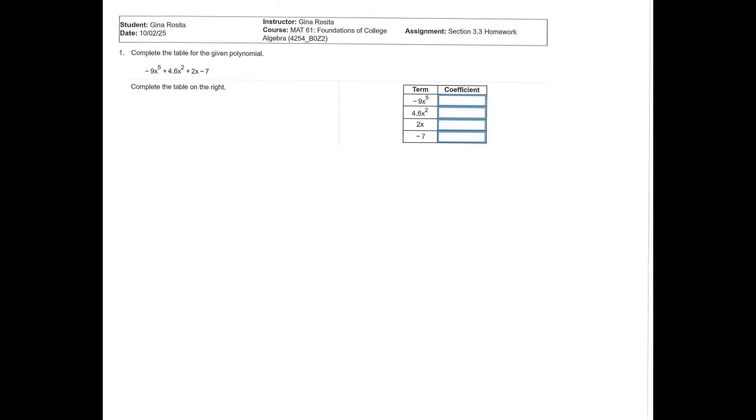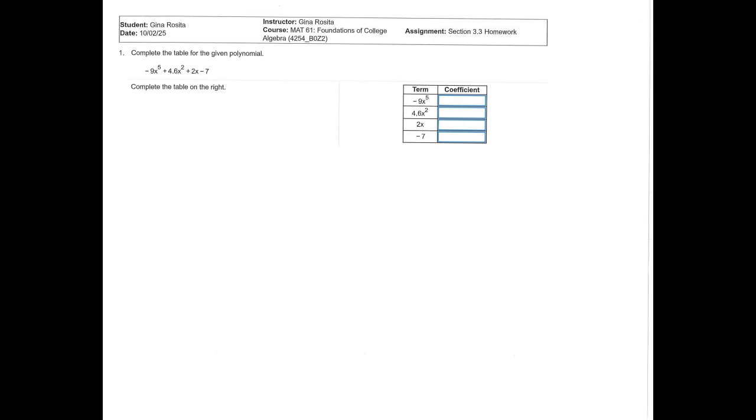Today we will do some exercises, section 3.3. Number 1. Complete the table for the given polynomial, negative 9x to the fifth plus 4.6x squared plus 2x minus 7. Complete the table on the right.